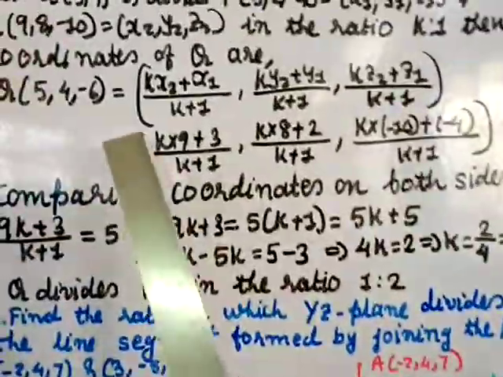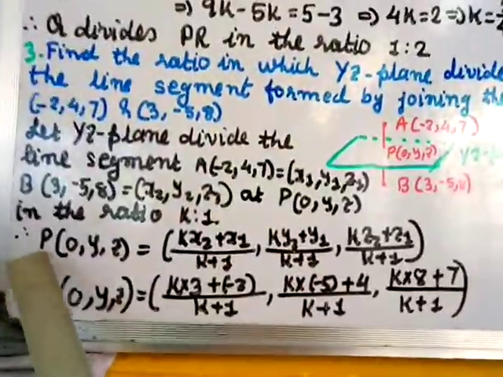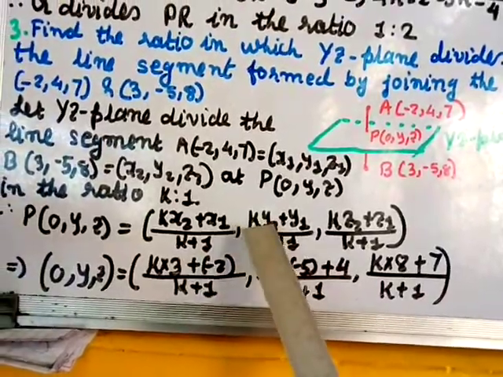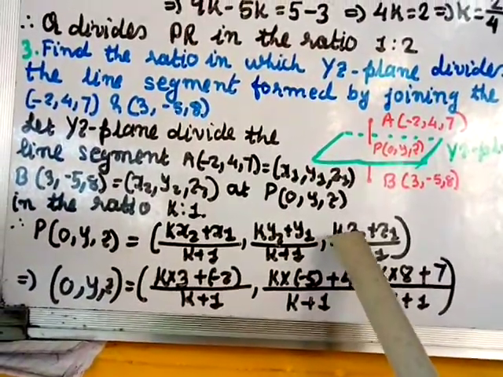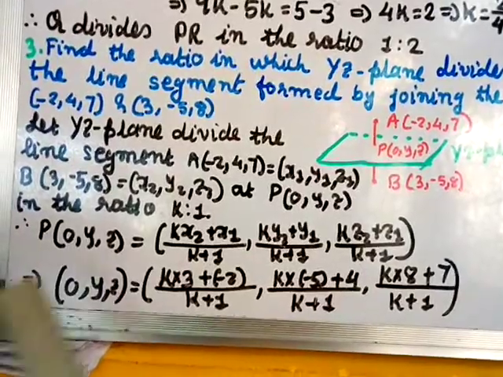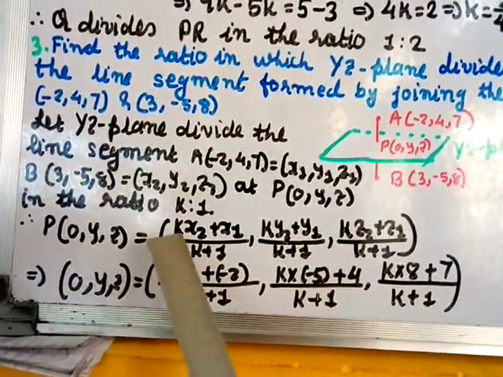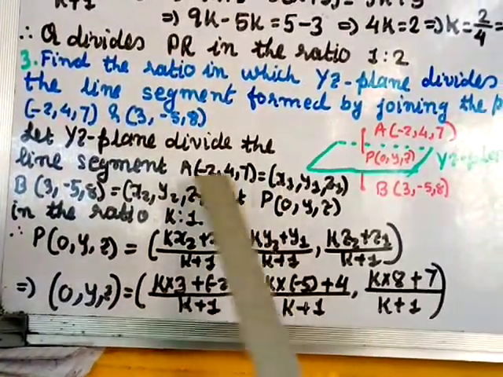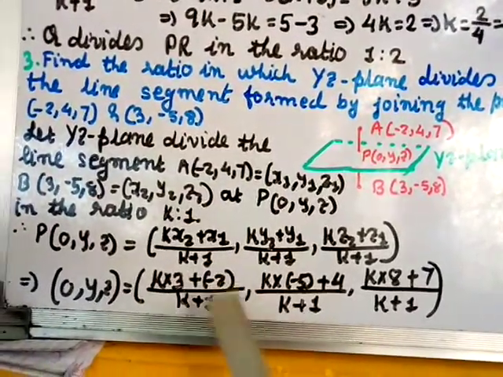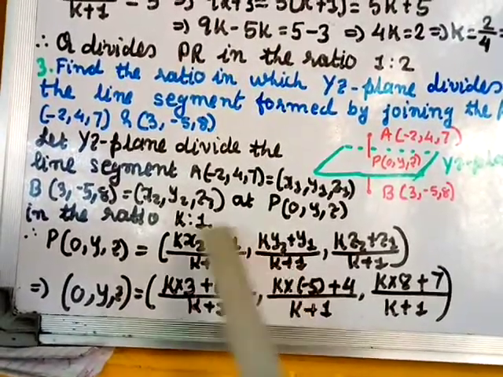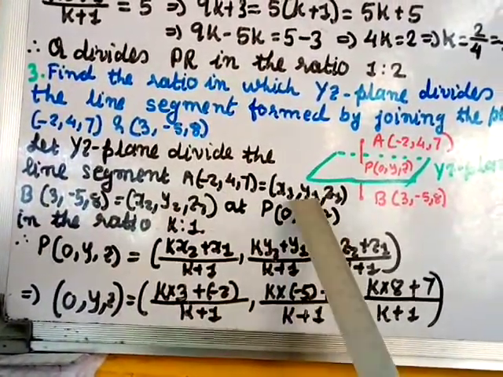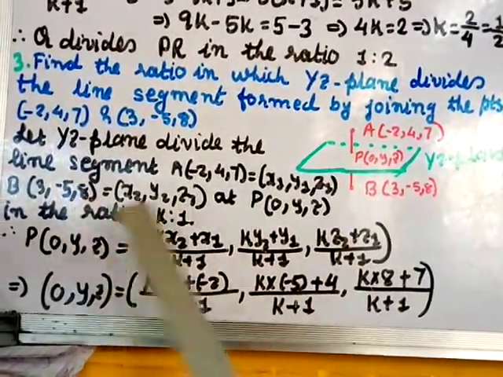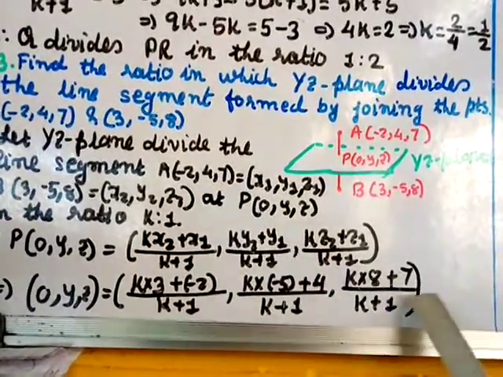So the formula is the same, this formula. Okay, so I write P (0, y, z). The formula is the same, (kx2 + x1) by (k + 1), (ky2 + y1) divided by (k + 1) and (kz2 + z1) divided by (k + 1). So here as it is 0, y, z, k as it is, x2 value is 3, so into 3 plus x1 value is -2 divided by k plus 1. K as it is into y2, so y2 value is -5 plus y1 is 4 divided by k plus 1. Then k z2, so z2 value is 8 plus z1, that is 7, divided by k plus 1.